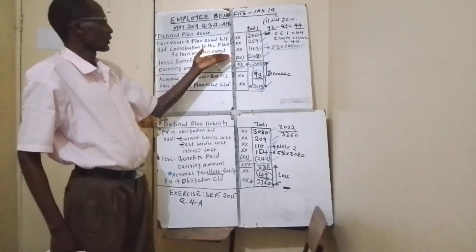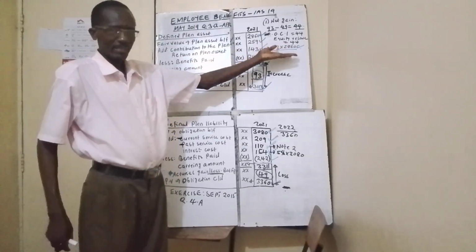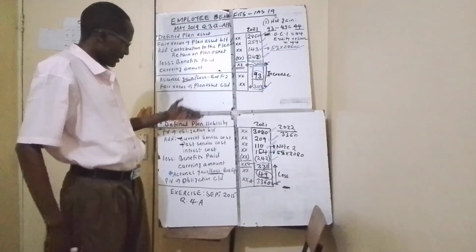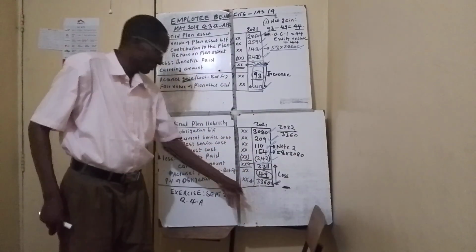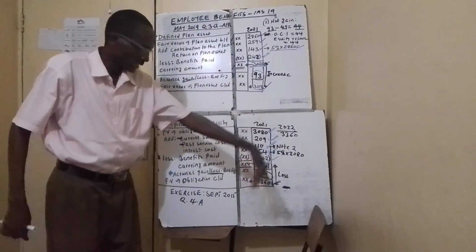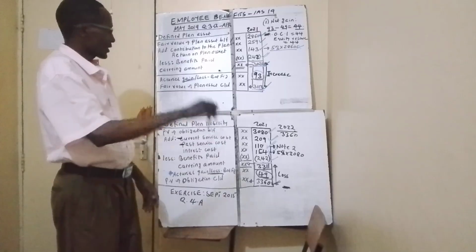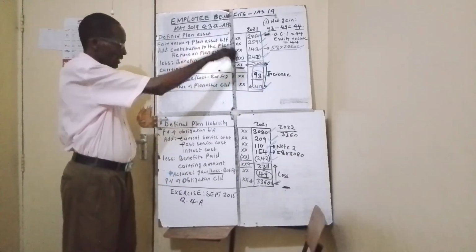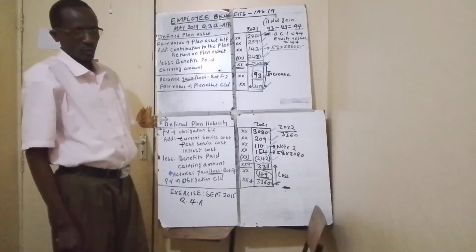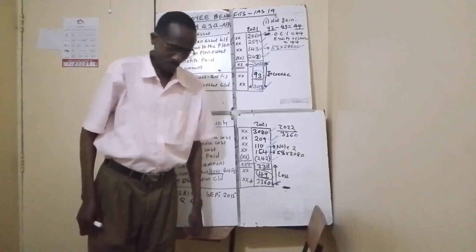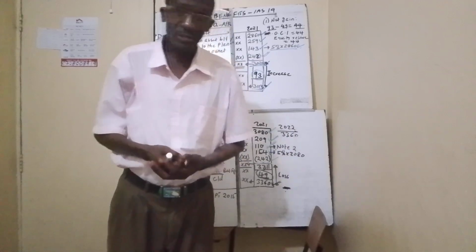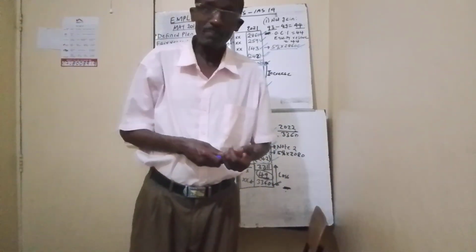If it is return on the plan asset, you'll be given a certain percentage, you just multiply by opening balance. For defined plan liability, the closing balance becomes opening balance, and then the process continues. So I'll take one more question next lesson with several years. So what is the basis of this employee benefit plan?